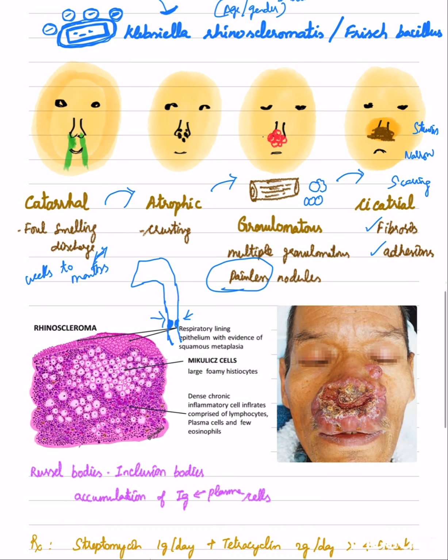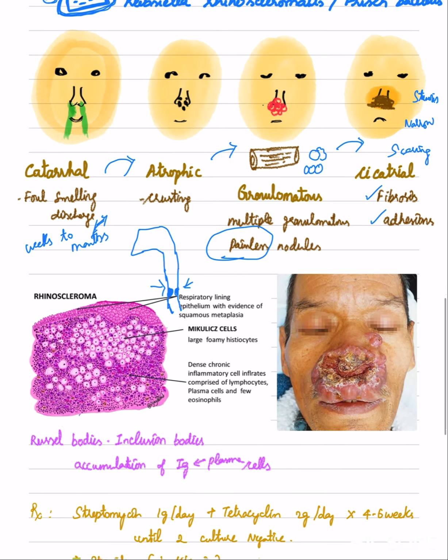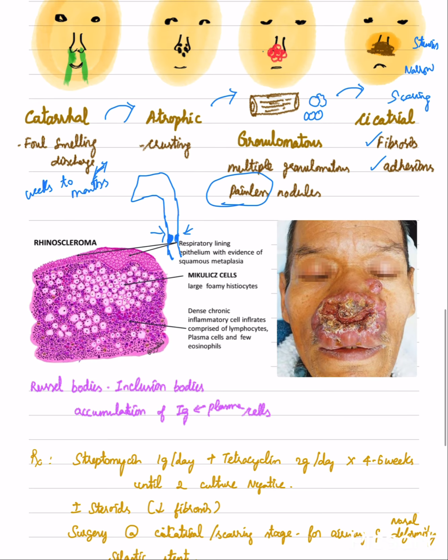To diagnose rhinoscleroma or Hebra nose, histopathology plays a major role and it gives us 2 specific findings. One is Mikulicz cells and the other is Russell bodies. Mikulicz cells are almost diagnostic. If we see a Mikulicz cell, then it will mostly be diagnosed as rhinoscleroma. A Mikulicz cell is nothing but a large foamy histiocyte.